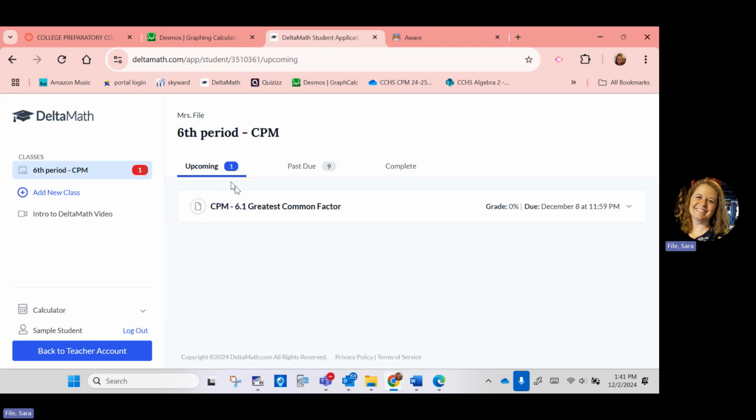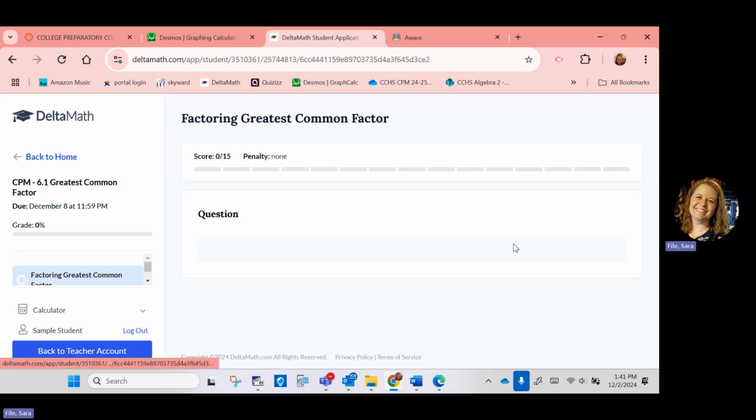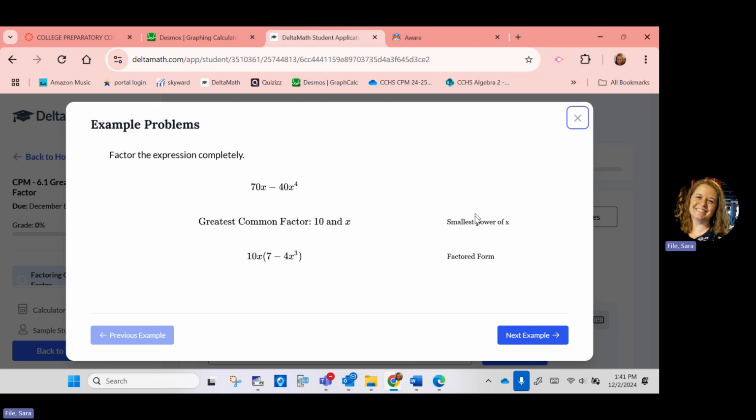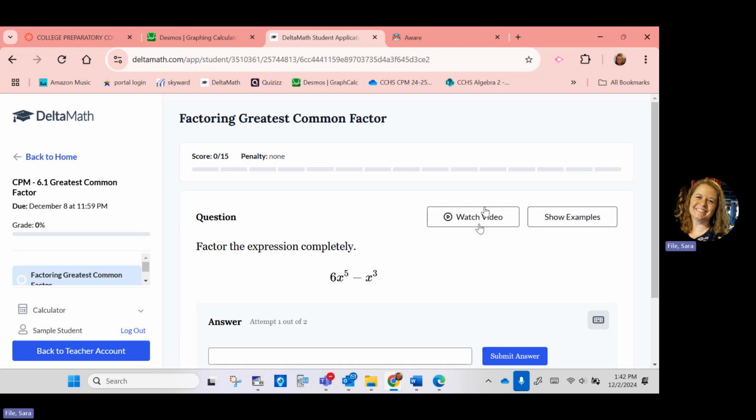So remember, here is what it should look like for you. You have this assignment for 6.1. Okay, when you go to the questions, you have a show example button. You can see worked examples with the steps written out. Next example, so you can see several of those. You can watch a video to see how the problem is done. So you have help built into the problem types.